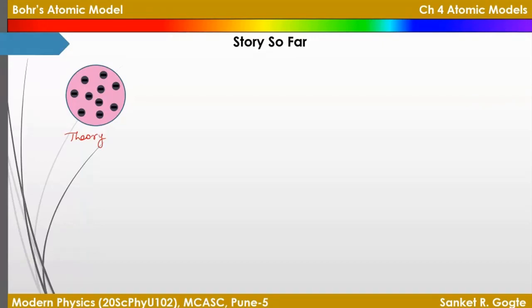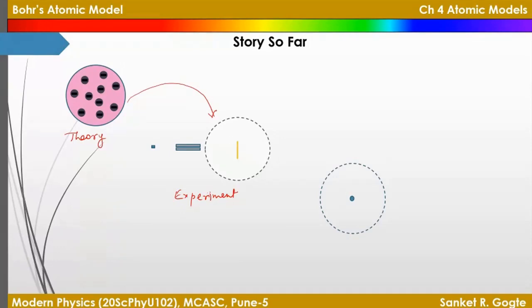And what was the next step here? We needed some experiment to test whether the model is correct or not, whether it represents the nature of the atom correctly or not. And therefore, this was the experimentation, the scattering experiment, which proved that Thomson's atomic model cannot be correct. So to account for the experimental observations, this again led to a different theory.